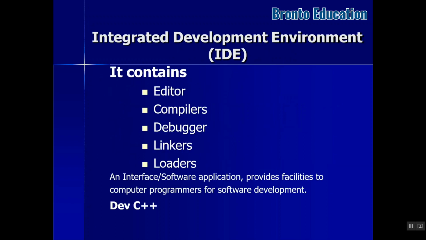So we have IDE. What's IDE? Integrated Development Environment. This is a kind of software which contains 5 softwares: editor, compiler, debugger, linker, loader. These 5 softwares are inside the IDE. Here we are going to use Dev C++. So this has all the softwares.